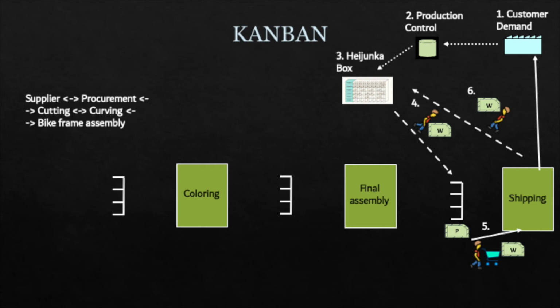The withdrawal Kanban stays attached to the bike until the bike gets shipped. This ensures that the storage in the shipping area does not get too big, and that the production control is aware about the number of bikes currently being in the shipping area.